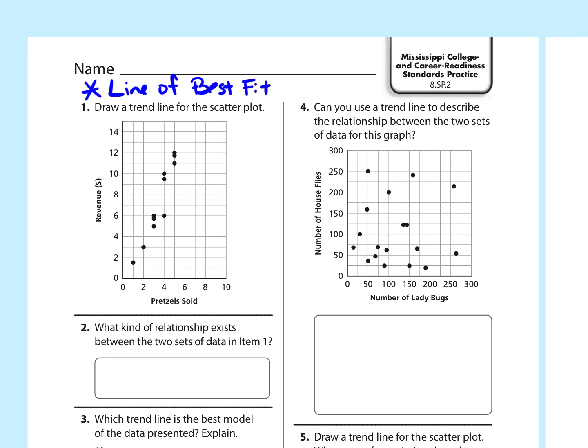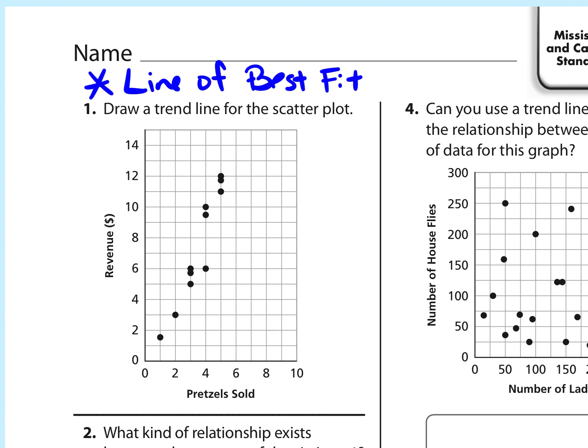Standard SP2 is still about scatter plots, but it focuses on a line of best fit. It focuses on drawing trend lines. So number 1, draw a trend line for the scatter plot. I want a line that is centered through the points, and it has about the same number of points above and below the line. So I might have something like this. In fact, that looks a little bit high. So I'm going to go back and say maybe something more like that. That looks a little too low. But it's kind of an estimate, so it's not going to be very exact. I like that trend line a little bit better.